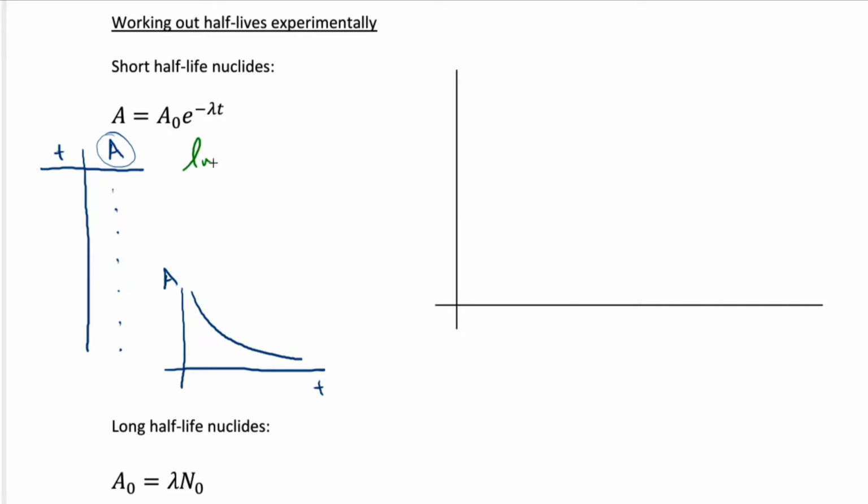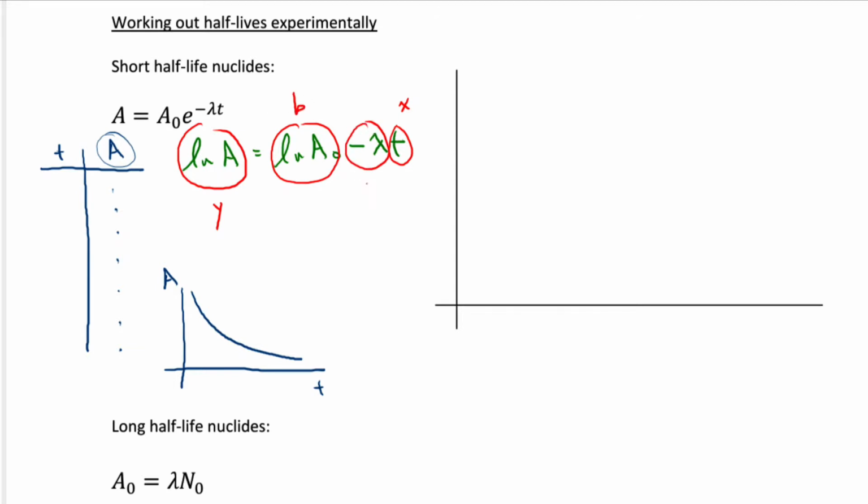If we take the natural logarithms of both sides, we get ln A is equal to, and using the rules of logarithms, we get ln of A sub 0 minus lambda t. Now, we can graph this as an equation. This is our y variable. This over here is our x variable. This is going to become a y-intercept, so that's b, and this is our slope.